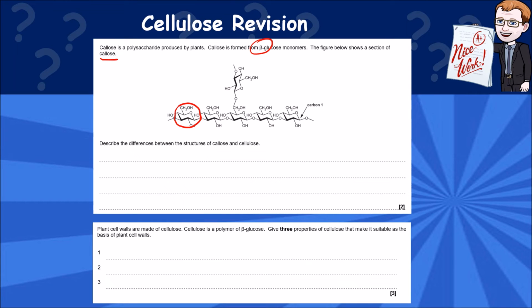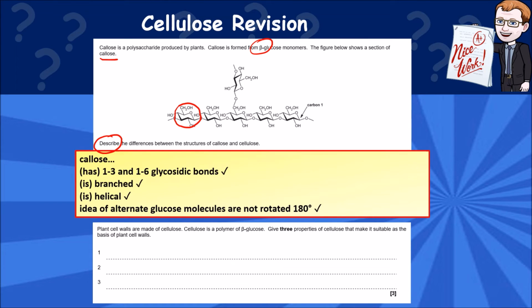We're looking at describing the differences between the structure of the two molecules. The key thing is to talk about where the glycosidic bonds are. You need to talk about the fact that one is branched, whereas cellulose isn't. One is helical, whereas cellulose isn't. And you can talk about the fact that in cellulose the monomers are rotated 180 degrees.